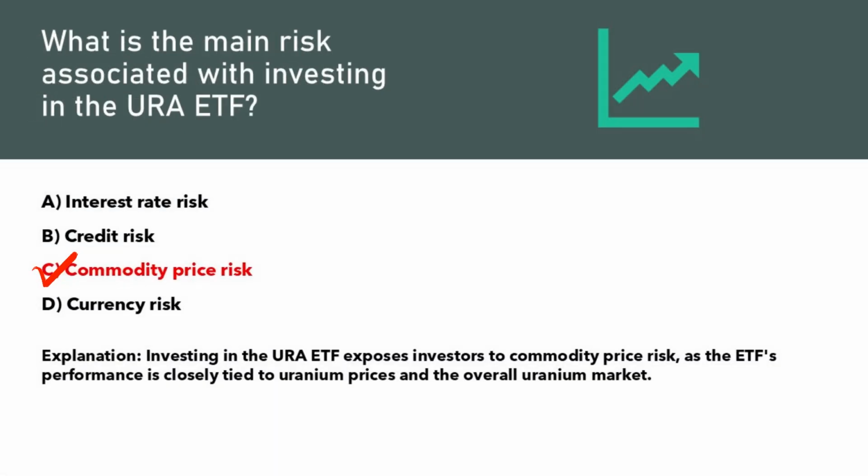Answer: C. Commodity price risk. Explanation: investing in the URA ETF exposes investors to commodity price risk, as the ETF's performance is closely tied to uranium prices and the overall uranium market.